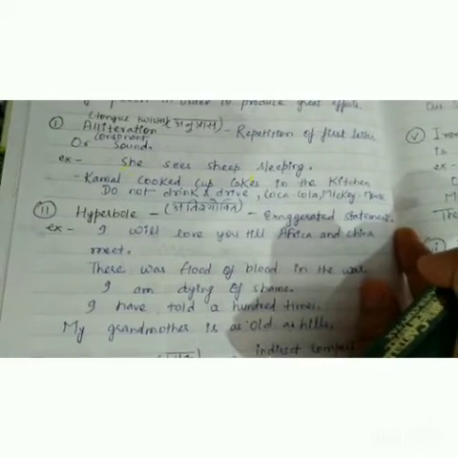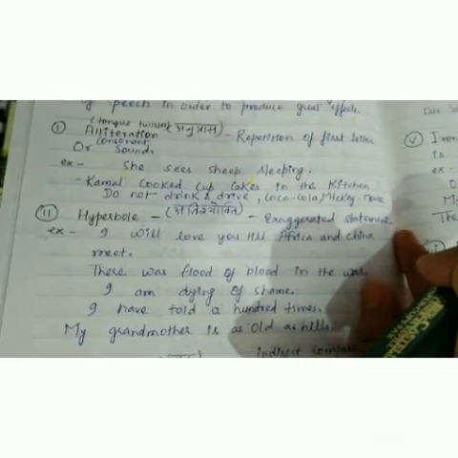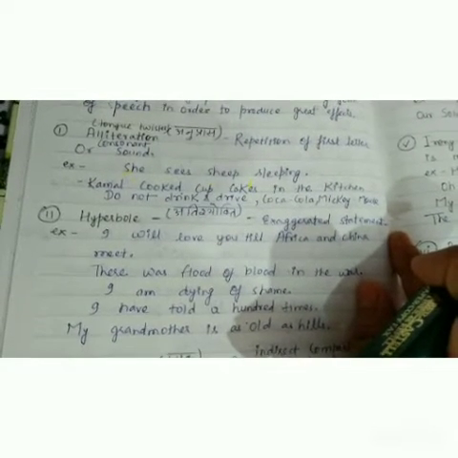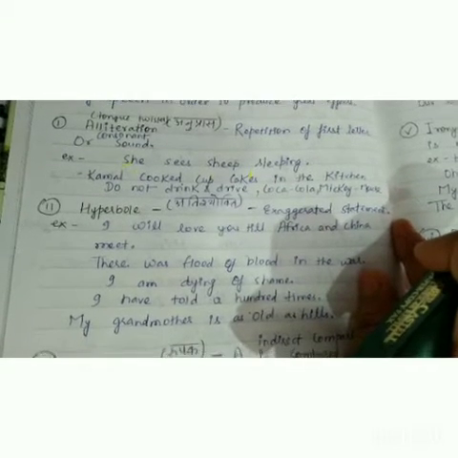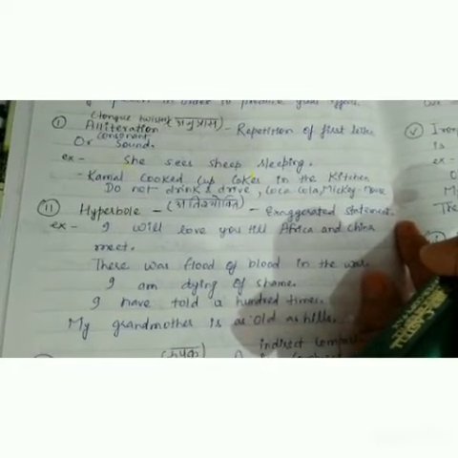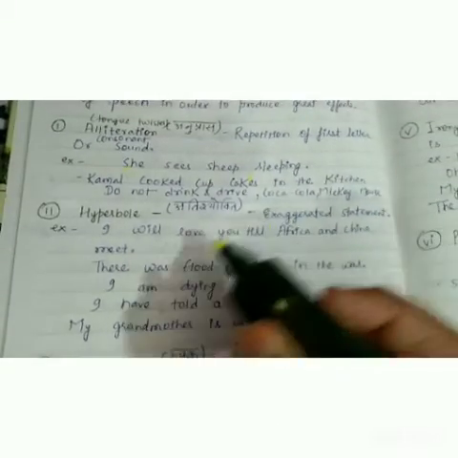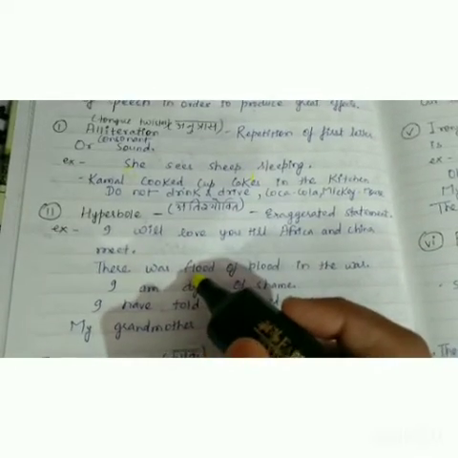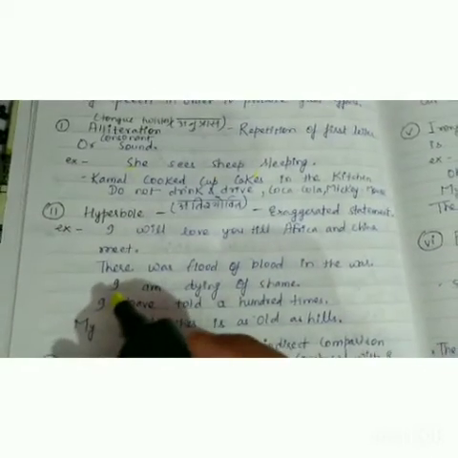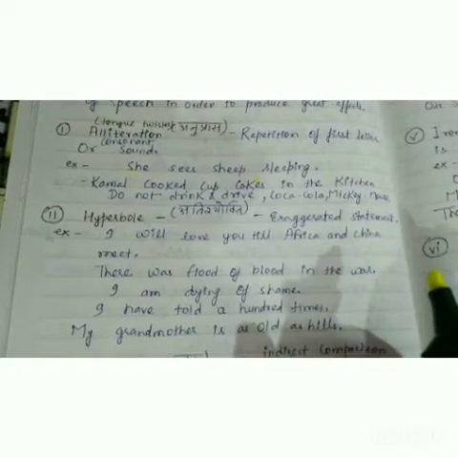An exaggerated statement is called hyperbole. For example, I will love you till Africa and China meet. There was flood of blood in the war. Here, flood of blood is an exaggerated statement. I am dying of shame. मैं शर्म से मरे जा रहा हूँ.